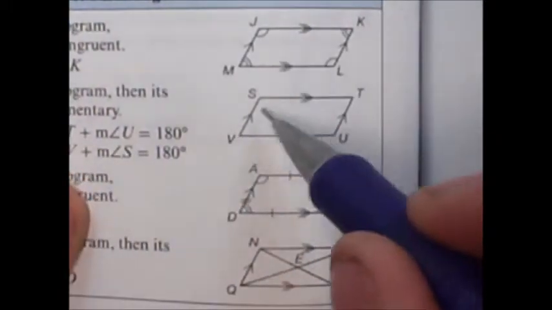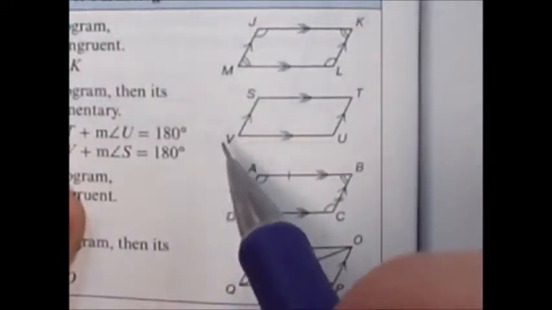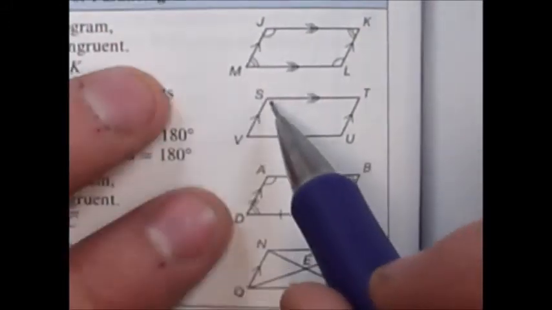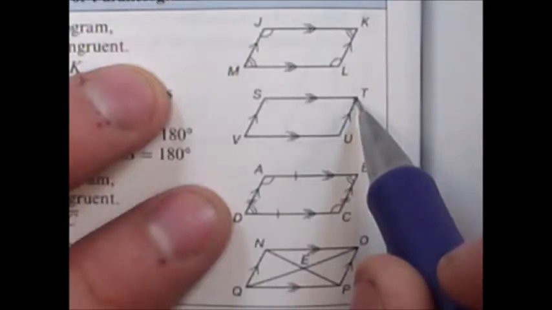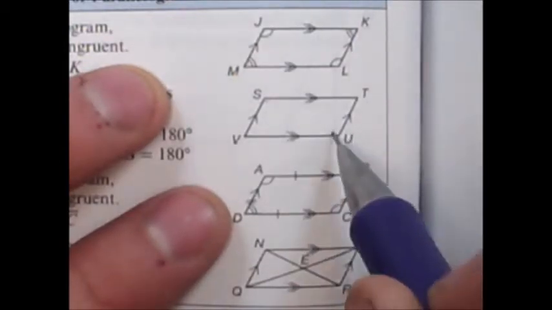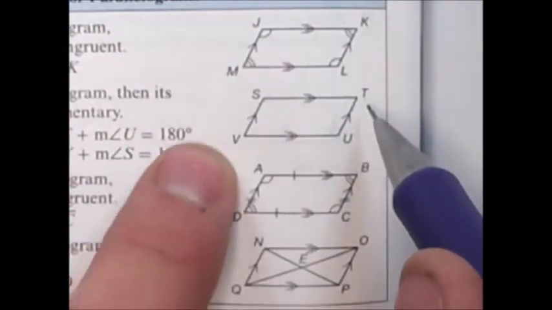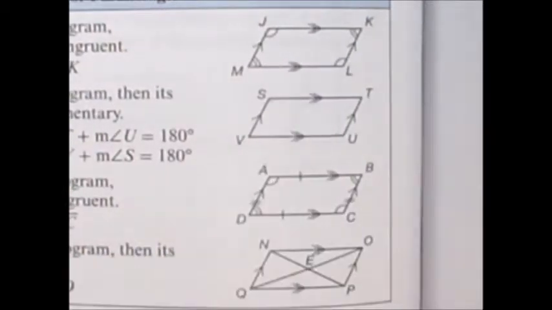So, at any point, if you get a question that talks about consecutive angles, that just means in order. S to T, or T to U, or U to V. I can't say V and T equal 180. They're opposites. They're not consecutive.